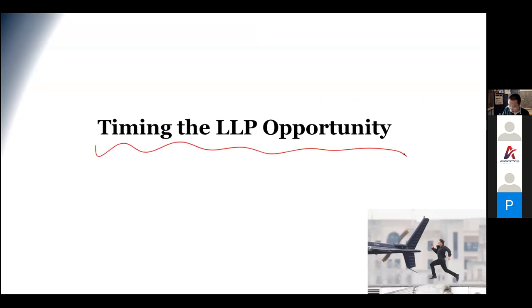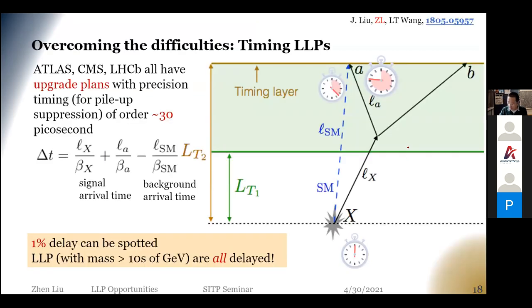So the first example I want to give is how to time the LHC opportunity. The idea is the following. It's work with Chicago people, Zhen Liu and Tao Wang. We try to overcome those difficulties by putting the time coordinate on a long-lived particle.